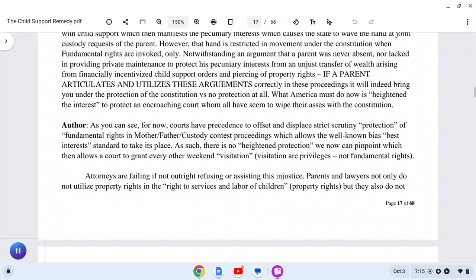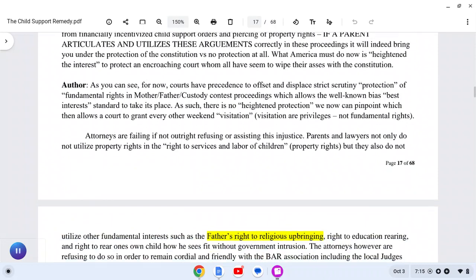Attorneys are failing, if not outright refusing or assisting this injustice. Parents and lawyers not only do not utilize property rights in the right to services and labor of children, property rights, but they also do not.